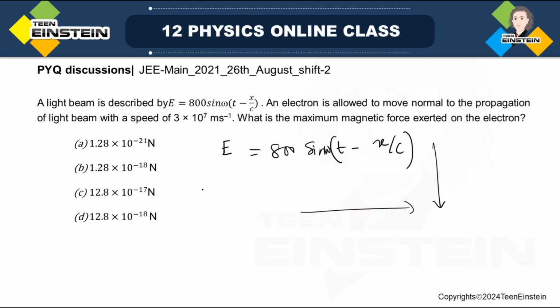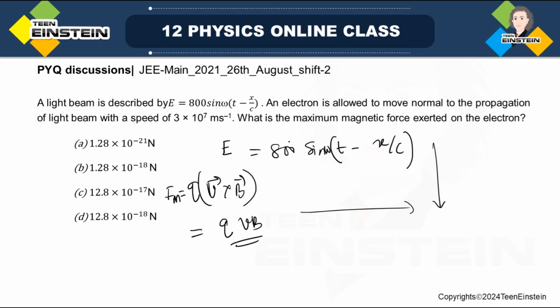So magnetic force means Q into V cross B, right? This is the magnetic force, and this will be maximum when the angle between B and V will be 90 degree. V is the speed of the electron here, and B is the magnetic field in the region where the B is there. V is perpendicular to B. That is what it has to be. So QVB. Okay, but what is B here?